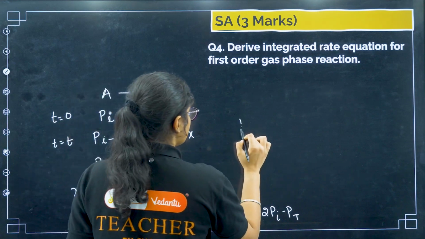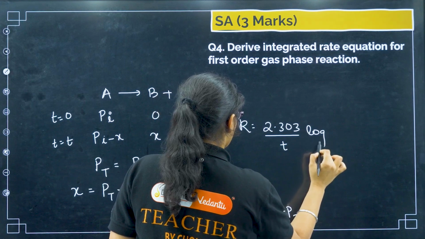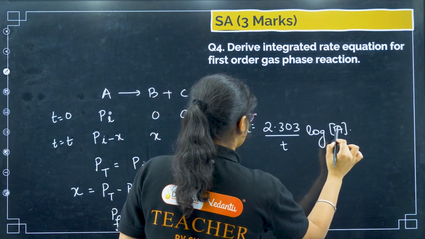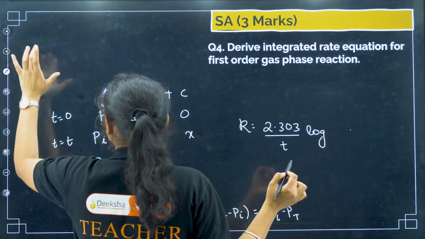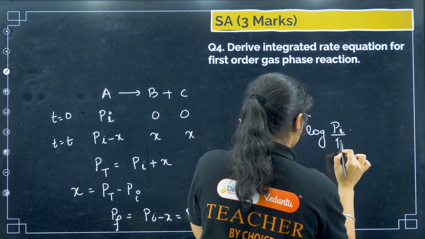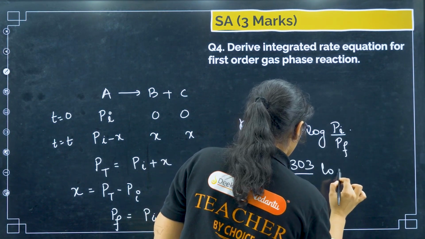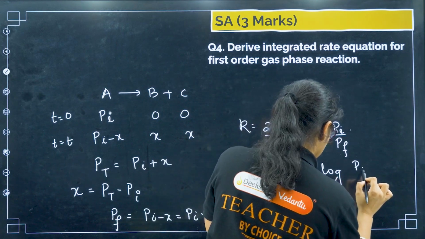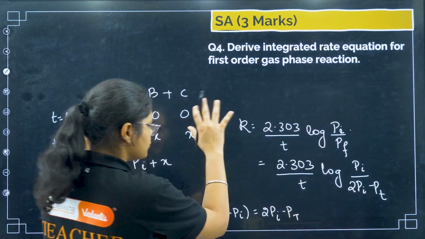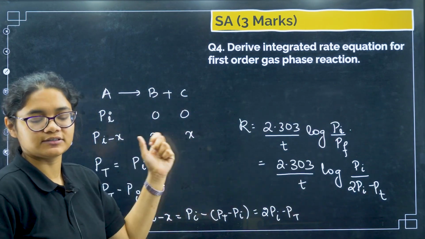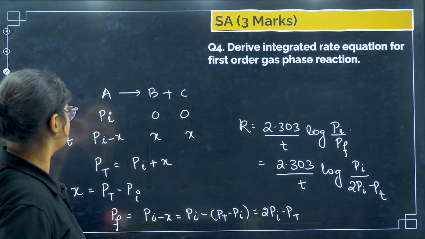Right. Now what is the value of k here for first order equation? 2.303 by t log of A naught. Sorry, please mention not A naught, because we are using pressure, right? So it has to be P initial by P final. So it is 2.303 by t log of Pi over 2Pi minus Pt. Other things you should write, like let us assume that this reaction is considered, let Pi be the initial pressure. All these terms you have to write, and then do this derivation.